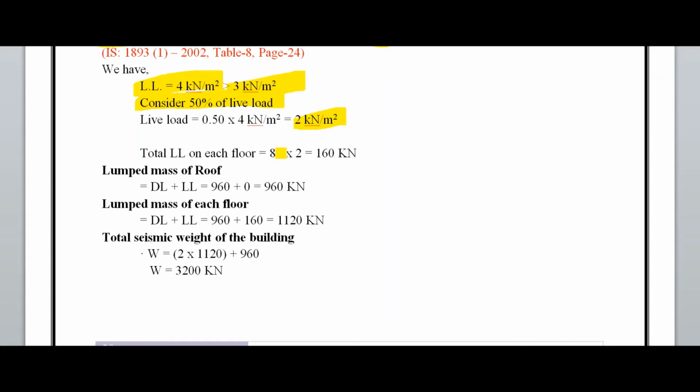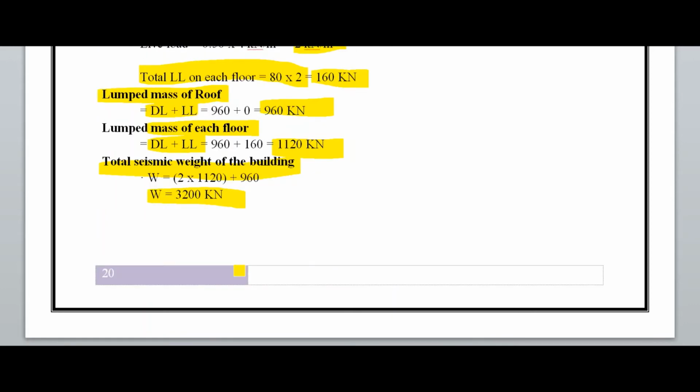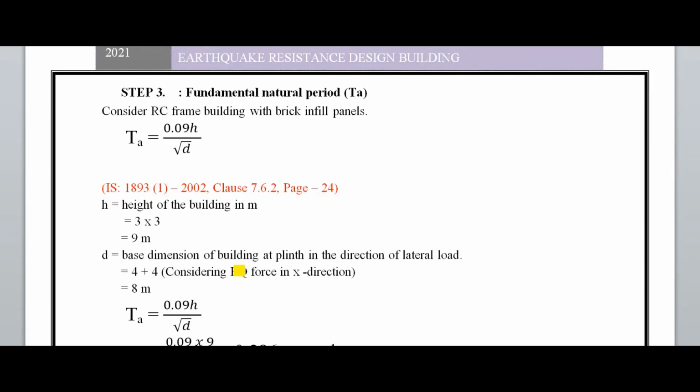Then the total live load on each floor is 80 into 2, so 160 kN. The lumped mass of the roof, dead load plus live load, is 960 kN. The lumped mass on each floor, dead load plus live load, is 1120 kN. And the total seismic weight of the building is 2 into 1120 plus 960, so W is equal to 3200 kN. These are the calculations of load.